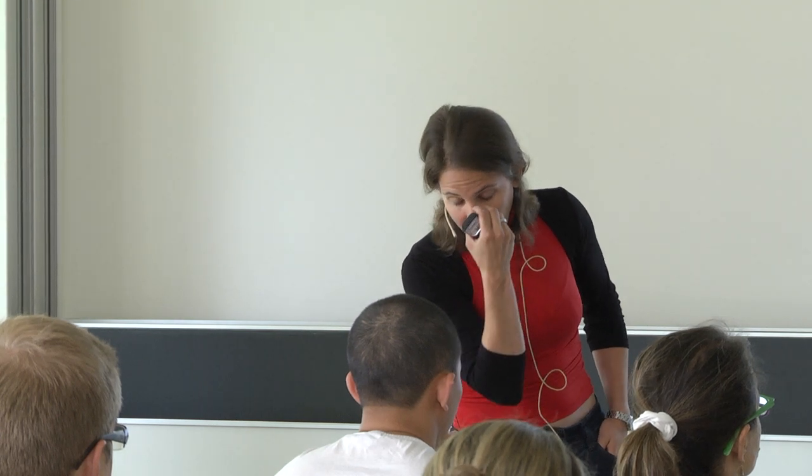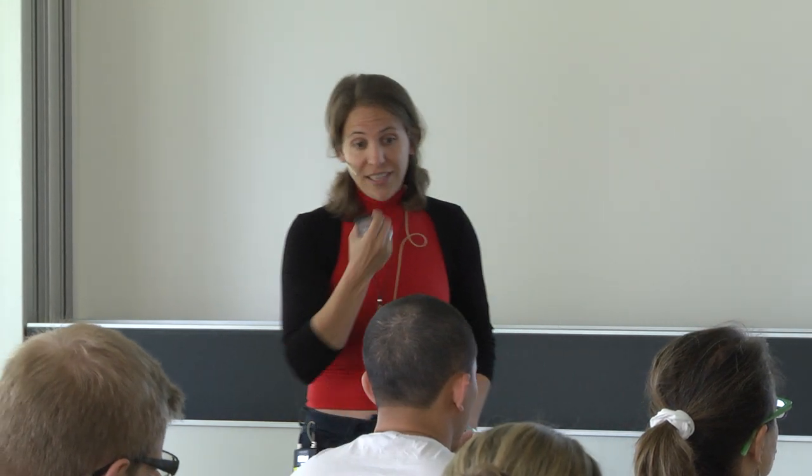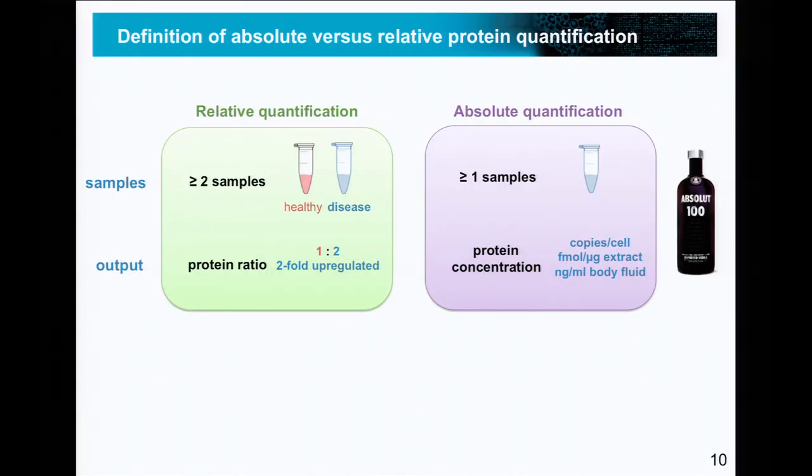Okay. So to bring everybody to the same page, what's actually the definition of absolute and relative protein quantification? So here you see the definition of relative quantification. If you want to perform a relative quantitative analysis in proteomics, you need to work with at least 2 samples. You can have more, but you need to have at least 2.